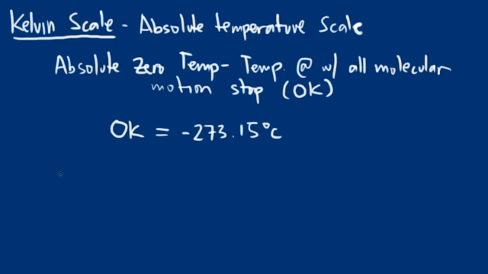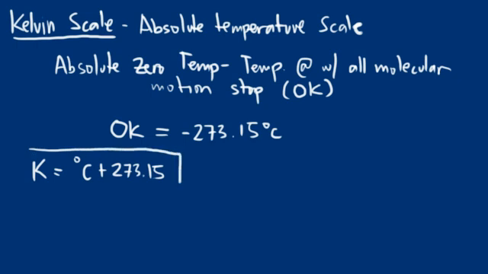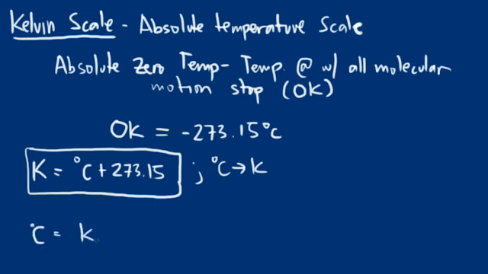When we are solving for the Kelvin temperature, given the temperature in degrees Celsius, we use the following formula to convert from Celsius to Kelvin: you just add 273.15 to the temperature in degrees Celsius. Likewise, if we want to solve for the Celsius temperature given the Kelvin temperature, the temperature in degrees Celsius is equal to the Kelvin temperature, and then subtract 273.15.